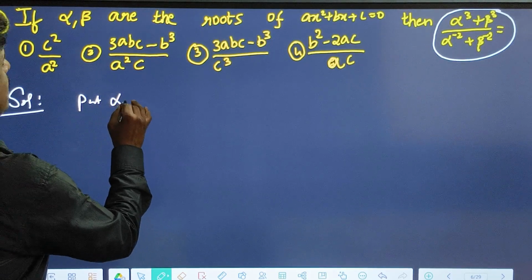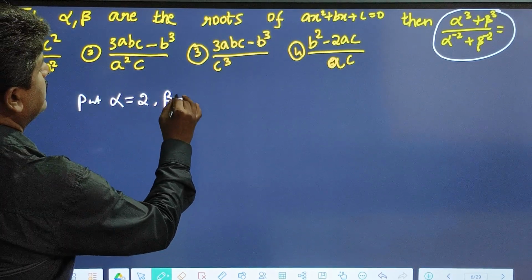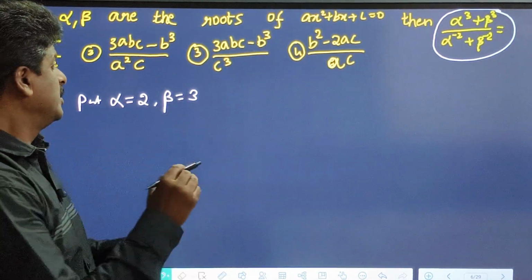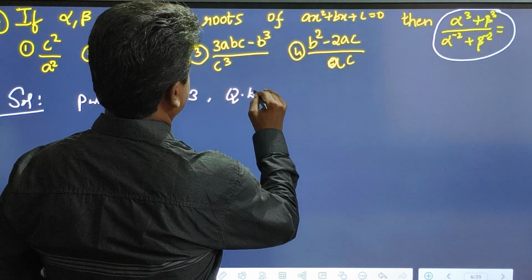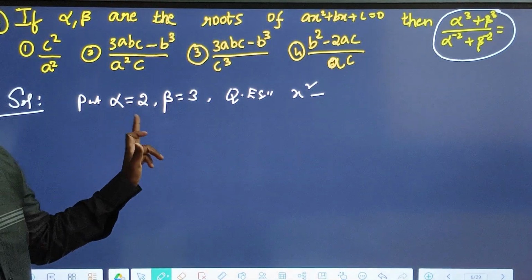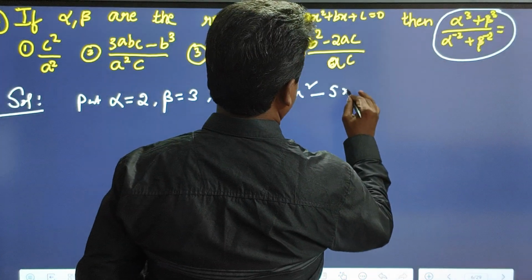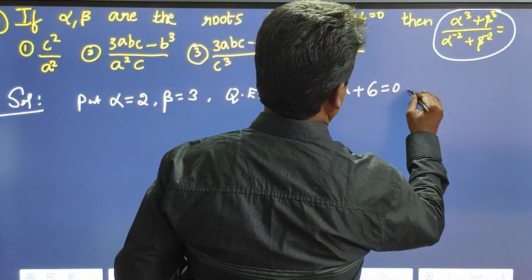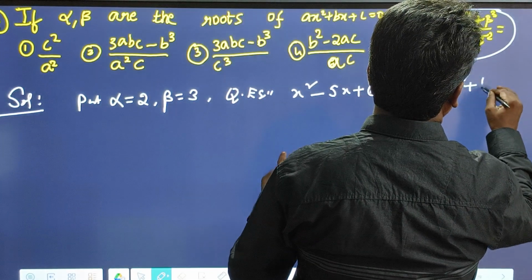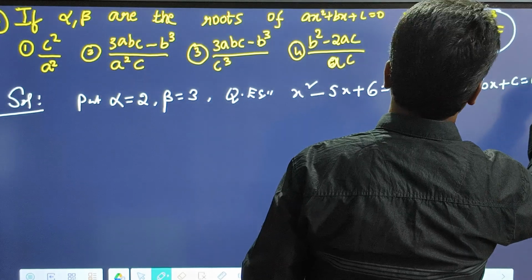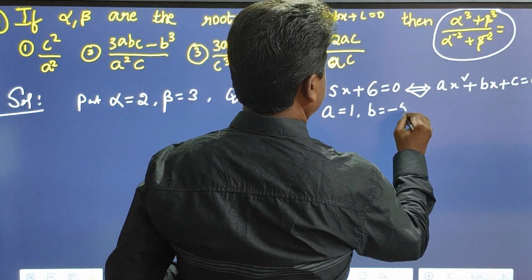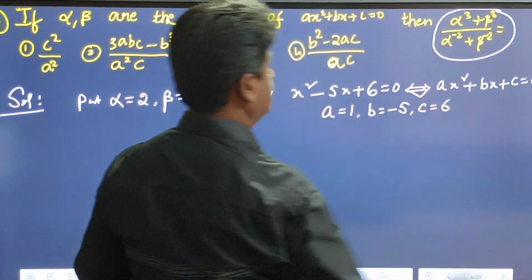Put alpha is equals to 2, beta is equals to 3. What will be the quadratic equation? x square minus alpha plus beta into x, that is, x square minus 5x plus 6 is equals to 0. We need to compare this with ax square plus bx plus c is equals to 0. While comparing, a is equals to 1, b is equals to minus 5, c is equals to 6.